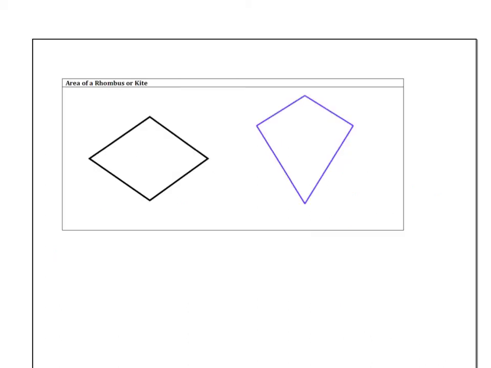Now we're going to find the area for a rhombus and a kite. So let's remind ourselves, what is a rhombus? A rhombus is a quadrilateral that has 4 congruent sides. All 4 sides are equal, but unlike a square, the corners are not all 90 degrees. So kite, what is a kite? Well, a kite is a quadrilateral that has 2 pairs of consecutive congruent sides. And so let's just label those. This is a rhombus. This is a kite.